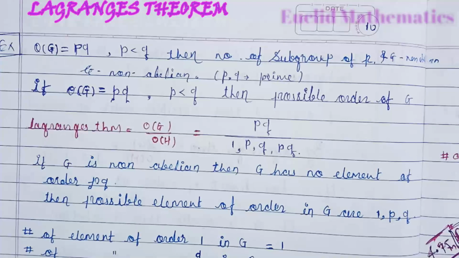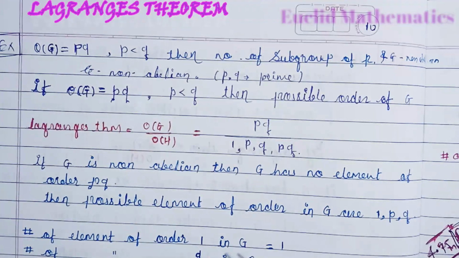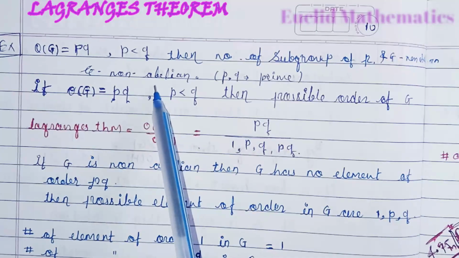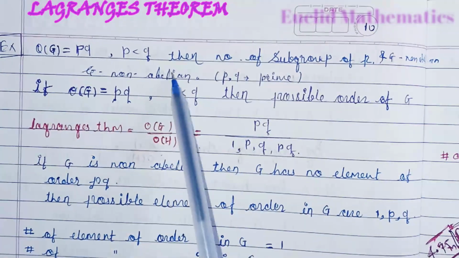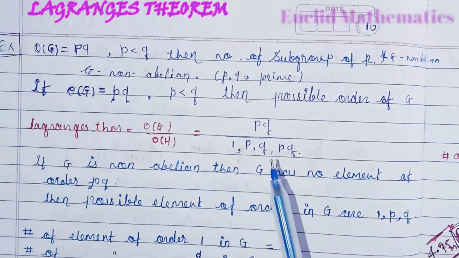We know that G is non-abelian, which is given in our example. If G is non-abelian, then G is non-cyclic. If a group is non-abelian, then it is non-cyclic. Or you can check it this way: if the order of the group and the order of its element are not equal, then it is non-cyclic. Since the group is non-abelian, there exists no element whose order is PQ.